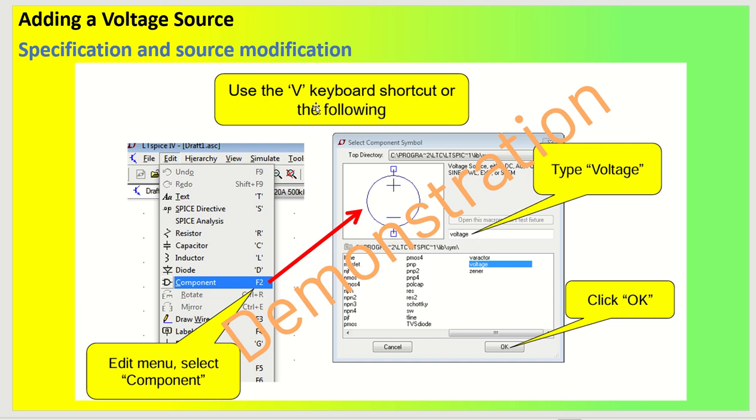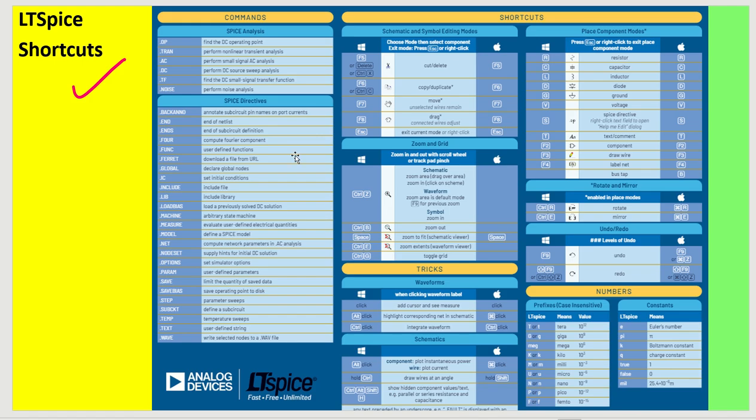And voltage source, as I have already told you, V for voltage source. Then you press OK, and it will place this particular component in your circuit. All these shortcuts are there in only one slide. This is a bit small, so what we can do is go through them one by one.